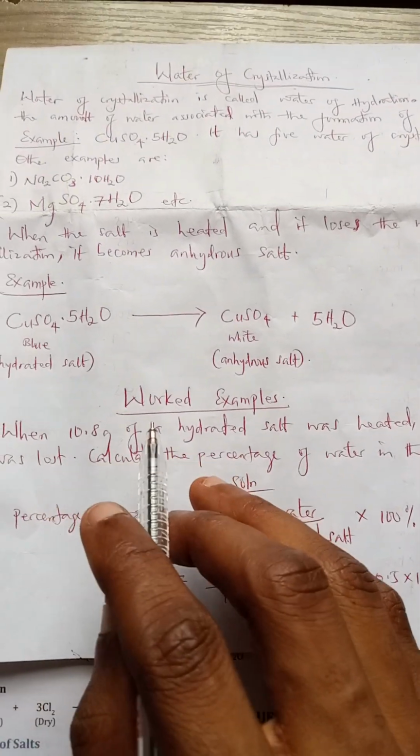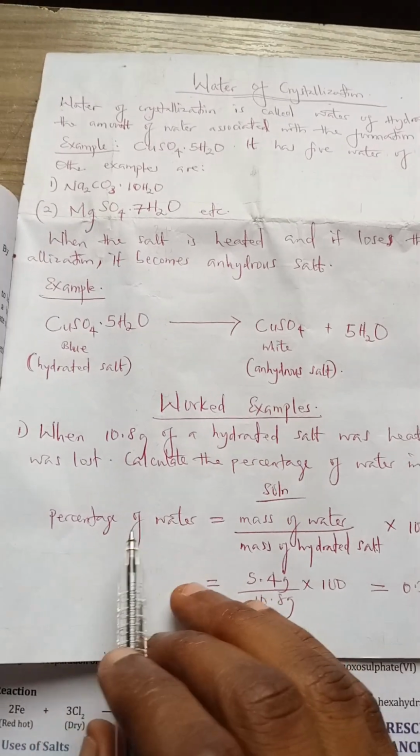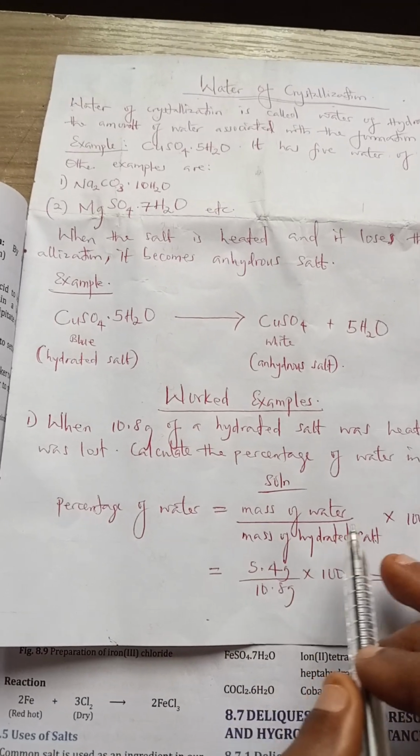Don't forget that what makes the salt hydrated is because there is water. The formula is very simple. Percentage of water is equal to mass of water all over mass of hydrated salt times what?